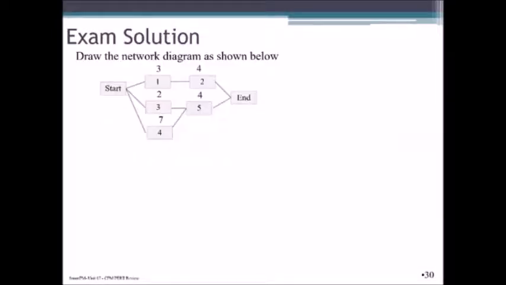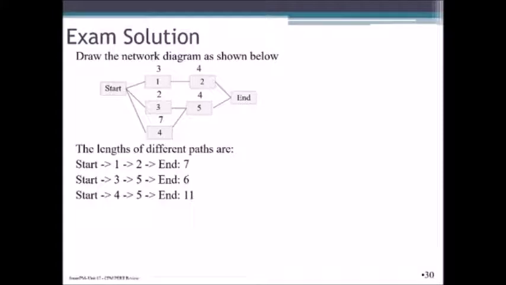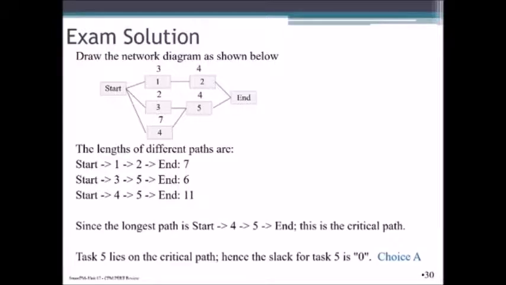And here's the solution. We first draw the network diagram as shown below. We exhaust all of the paths. We've determined that the longest path is 4 and 5 to end. Therefore, that's the critical path. Since task 5 lies on the critical path, there is no slack or float. Therefore, the correct answer is choice A.